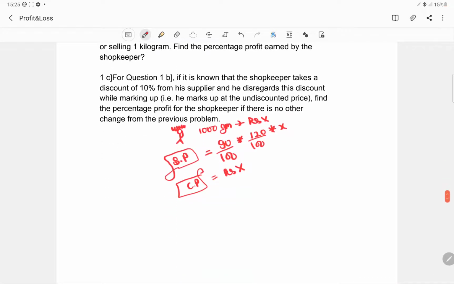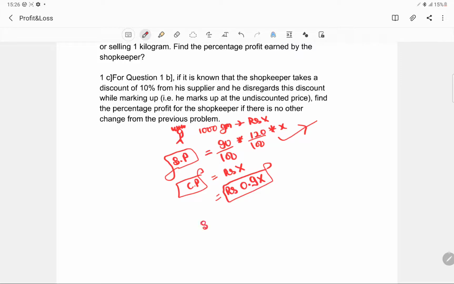No, he didn't. So this was the selling price, because from you he took the price of 1 kg itself, but the actual cost that he had to give was equal to 90% of this, or this was actually 0.9x, and this was the price that he actually had to pay.